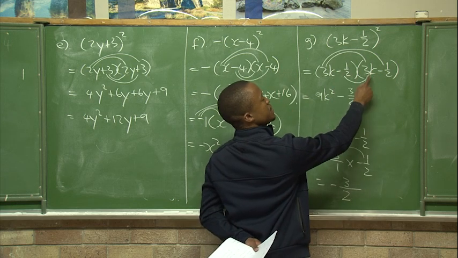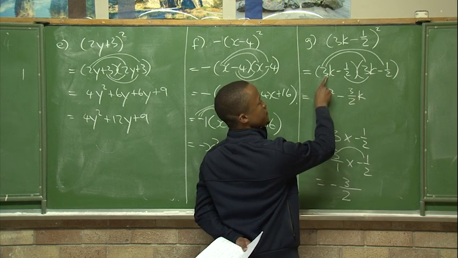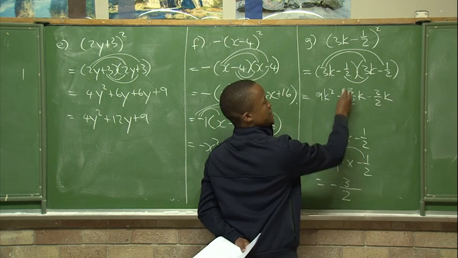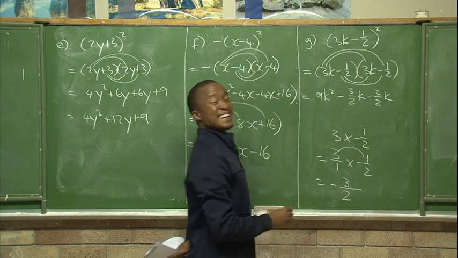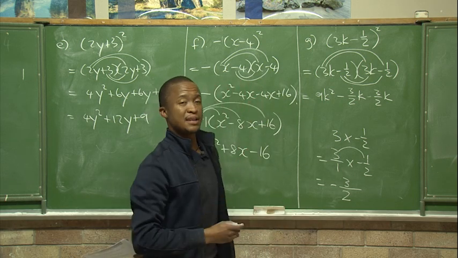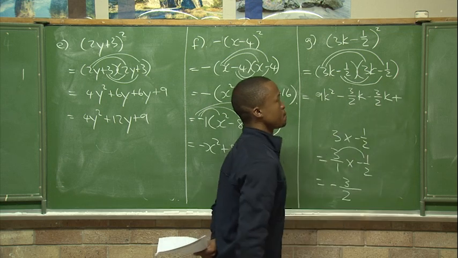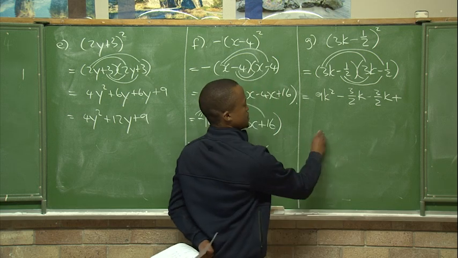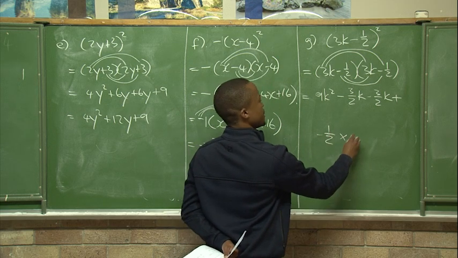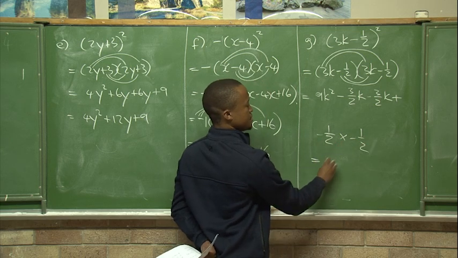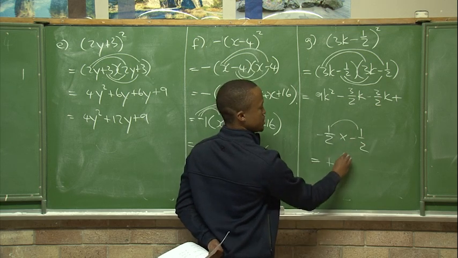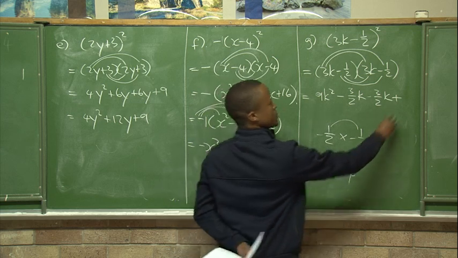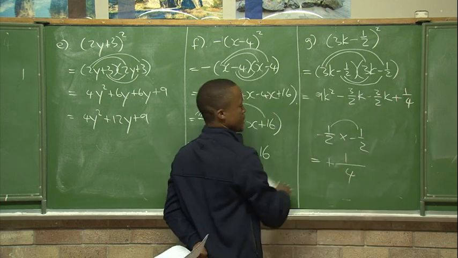So -1/2 times 3k will give us the same value as 3k times -1/2, so we still have -3/2 k. And then -1/2 multiplied by -1/2: because we're multiplying two fractions, negative times negative is positive, and 1 times 1 gives us 1, 2 times 2 gives us 4. So we'd have positive a quarter, 1/4.